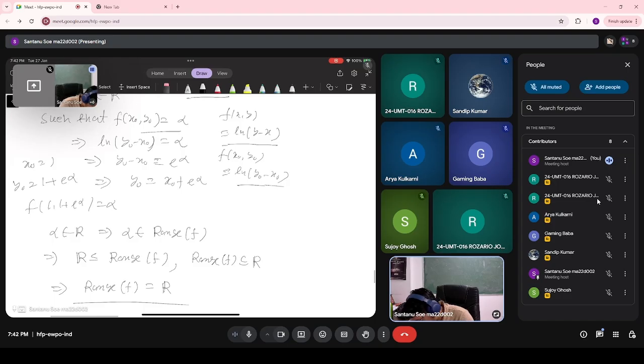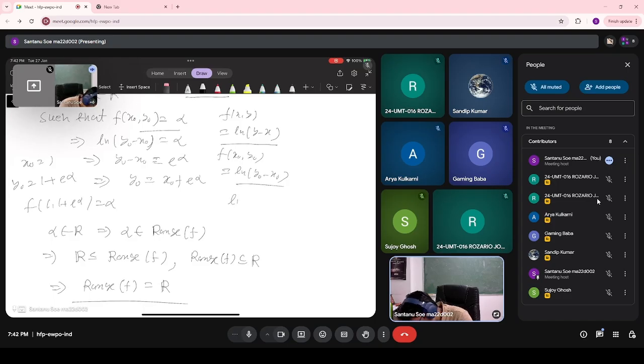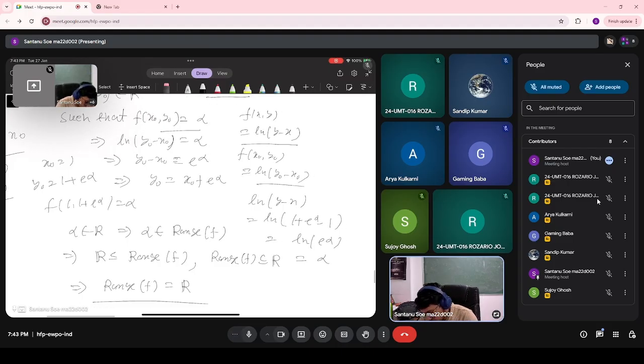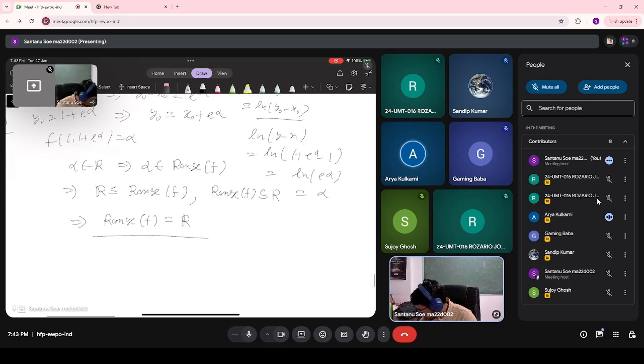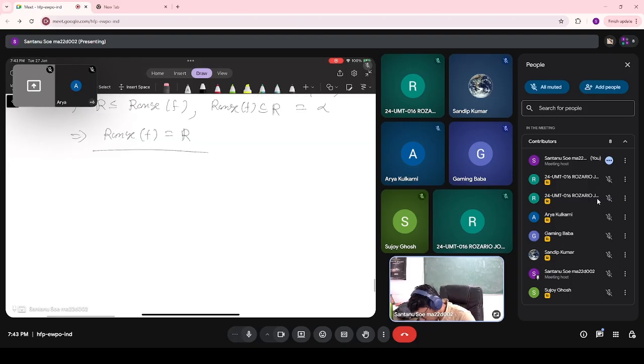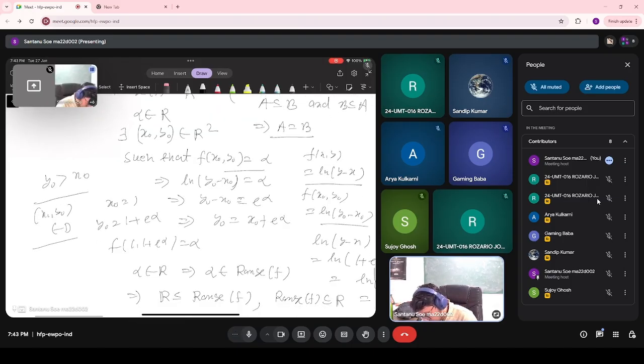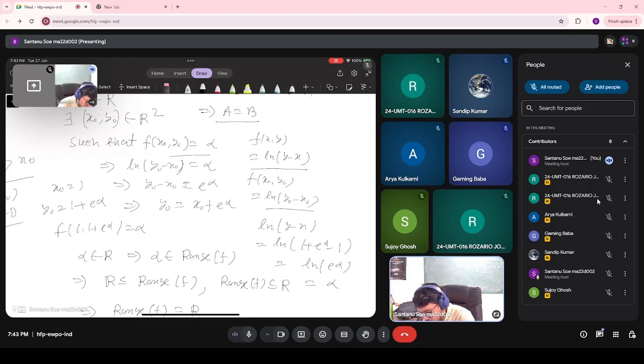Now you want to see how it comes. ln of y minus x is ln of 1 plus e to the power alpha minus 1, so it will be ln of e to the power alpha, and this will be alpha. So this is the solution. Is it clear? Yes, sir, clear. Okay. I made a mistake here: it should have been y0 minus x0, not x0 minus y0.